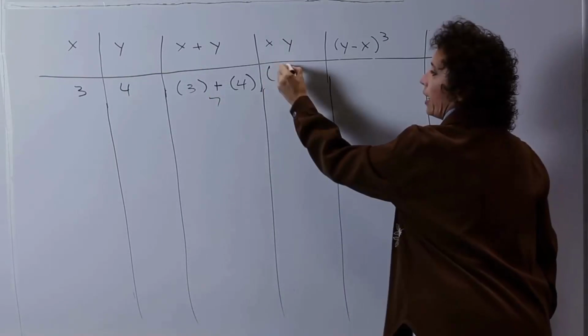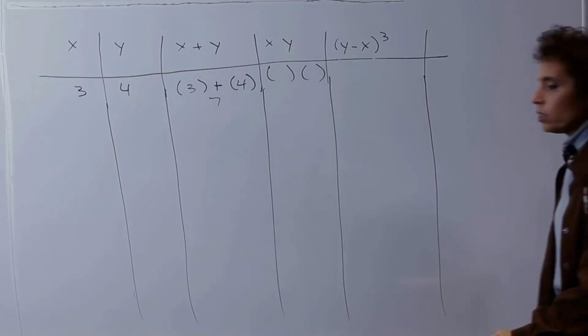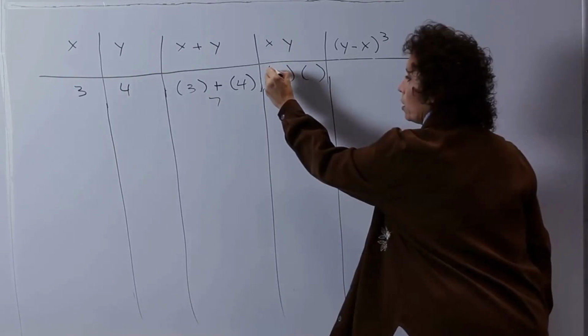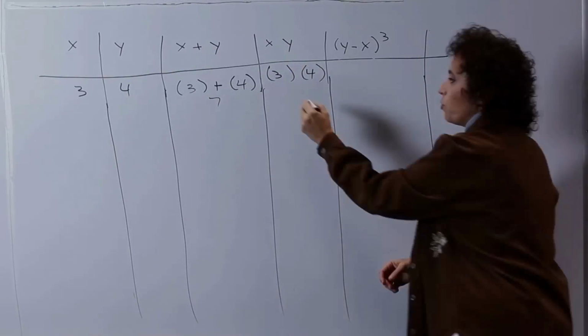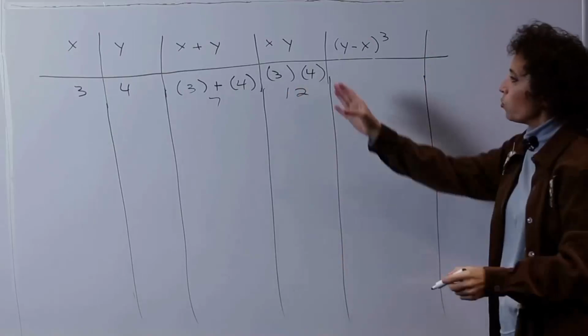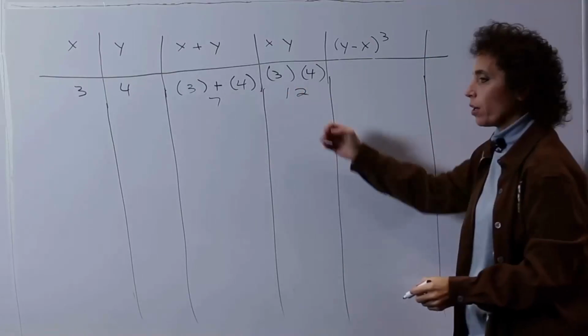Here, this is x times y. Okay, so x is 3 and y is 4. So x times y is 3 times 4, or 12. So in this case, when x is 3 and y is 4, your answer is 12.